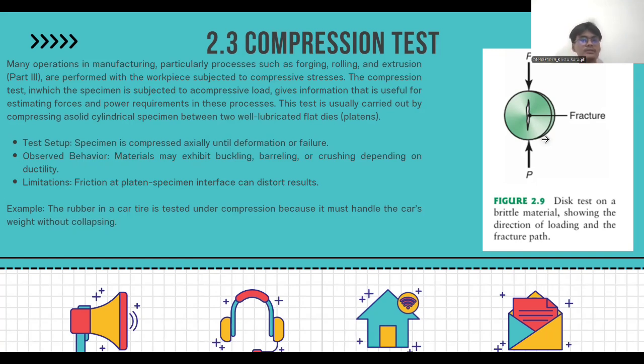Observed behavior is that the material may exhibit buckling, barreling, or crushing depending on ductility. Friction at the plate-specimen interface can distort results. For example, the rubber in a car tire is tested under compression because it must handle the car's weight without collapsing.